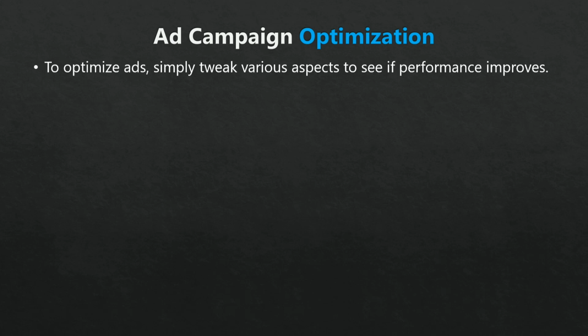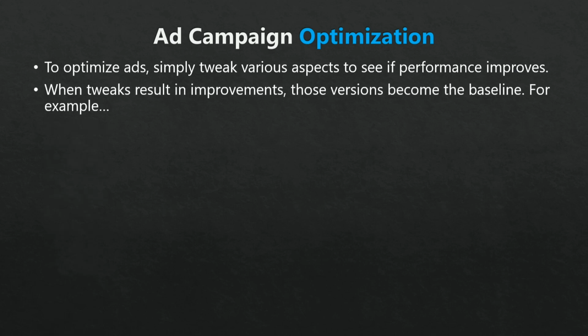The idea behind optimizing your Twitter ad campaign is to basically tweak various aspects of it, test the results of those tweaks against a baseline, for example the original campaign, and watch what happens. If the tweak produced an improvement, keep it. That tweaked version now becomes the new norm, and it's time to choose another aspect or element to tweak.